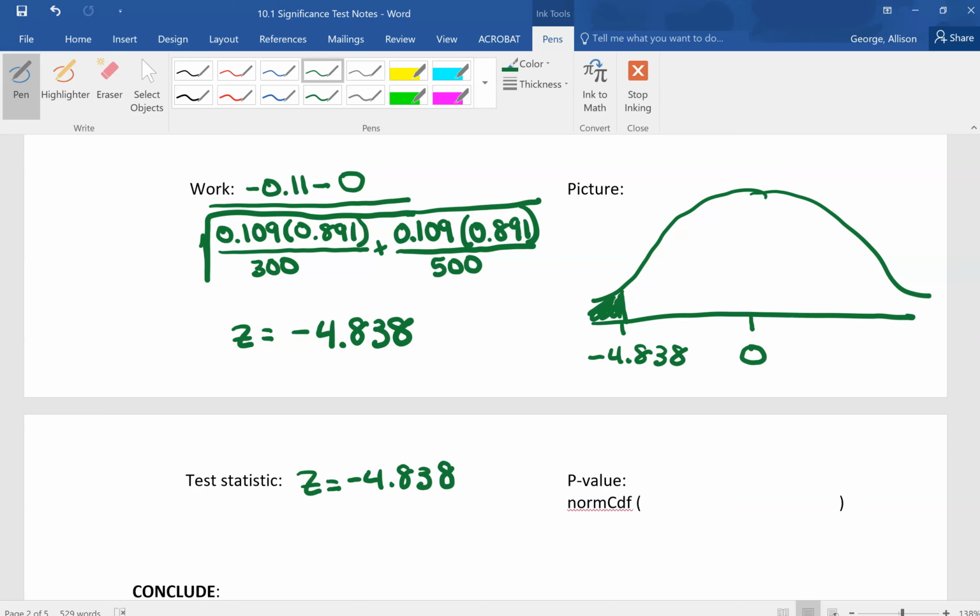So we've got our lower bound would be negative 9999. Our upper bound would be negative 4.838. Our mean is 0, and our standard deviation is 1. I meant to label that up here, and I did not. So we're here.